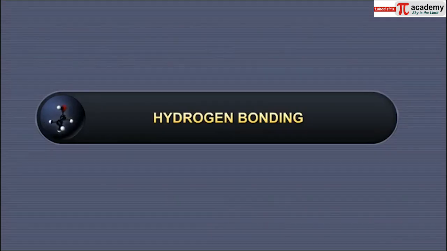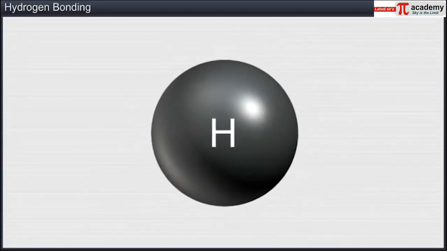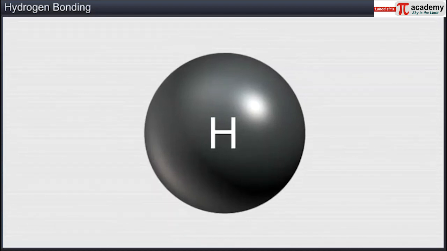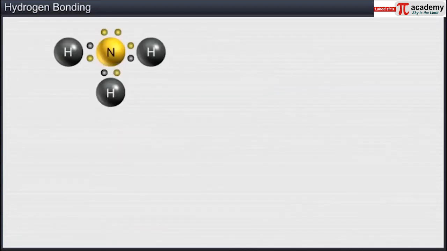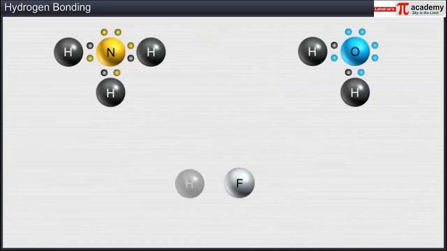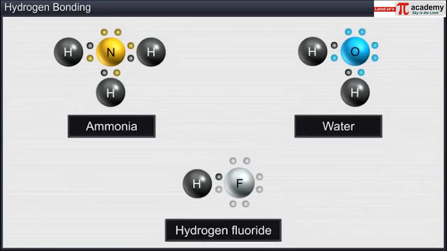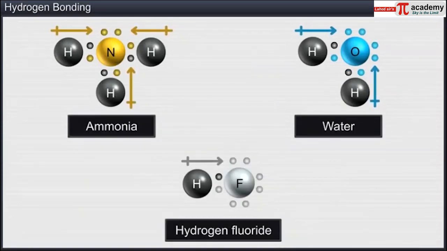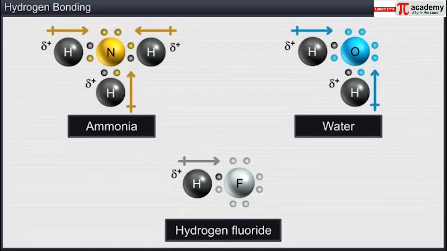In this module, you will learn about hydrogen bonding. When hydrogen forms a covalent bond with highly electronegative elements, such as nitrogen, oxygen, and fluorine, the shared pair of electrons is attracted more towards the electronegative atom. Due to this, hydrogen gains a fractional positive charge, while the more electronegative atom gains a partial negative charge, making the bond polar covalent.